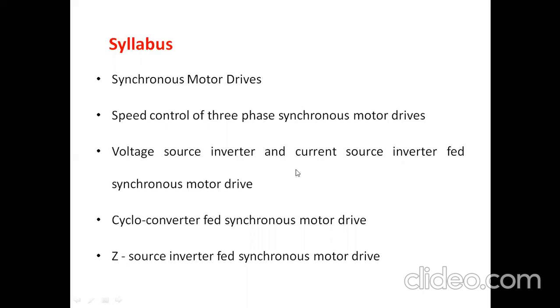When the available source is a DC source, we have to use the VSI and CSI for controlling the synchronous motor drive. Then the cycloconverter for the synchronous motor drive: when the available source is an AC source, we use the cycloconverter for converting AC into AC, which is then connected to the synchronous motor drive. The last one is the Z-source inverter for the synchronous motor drive. Generally, the Z-source inverter is used to boost the inverter output voltage with the help of shoot-through and non-shoot-through modes of operation. Its boosted output voltage is better than that of a conventional DC to DC boost converter.